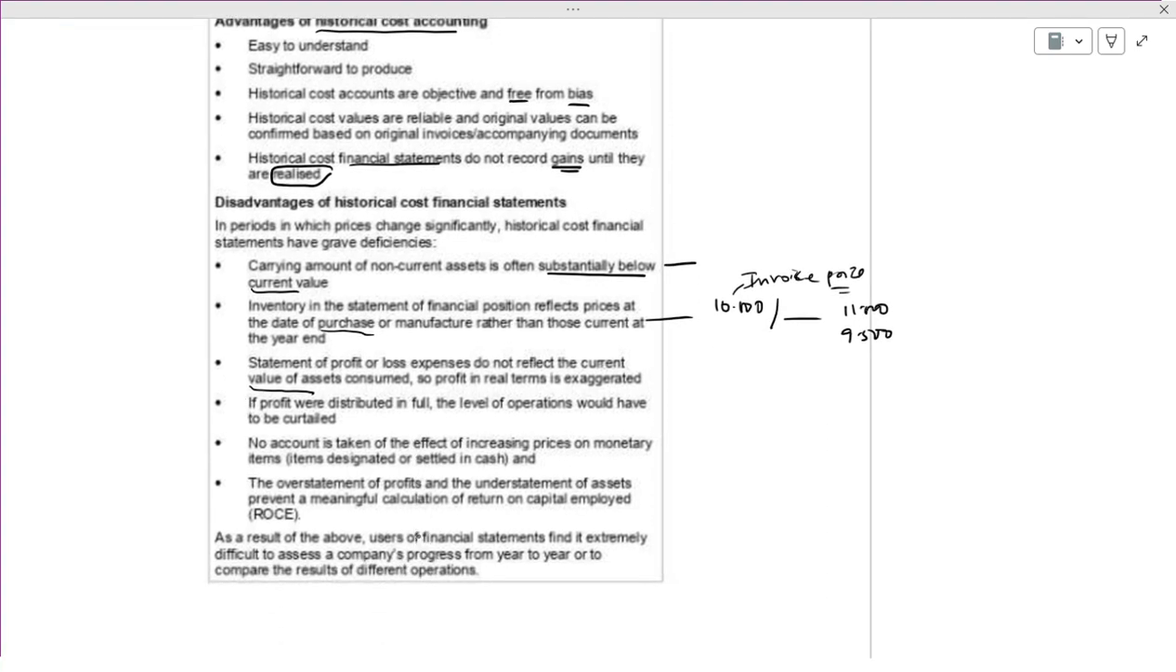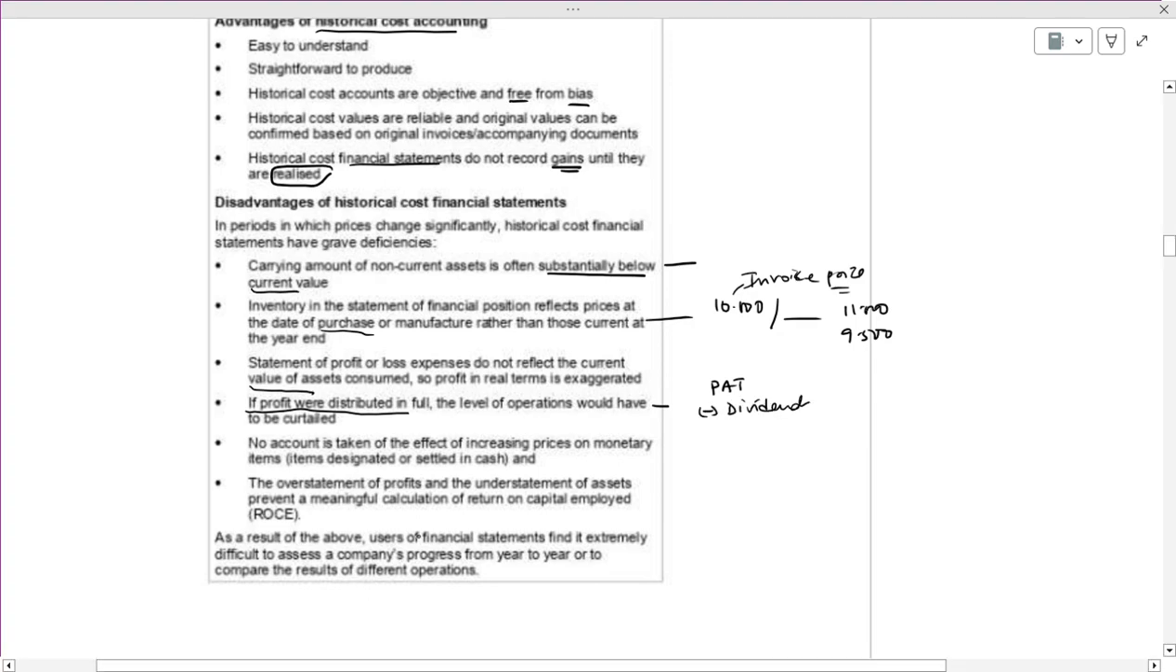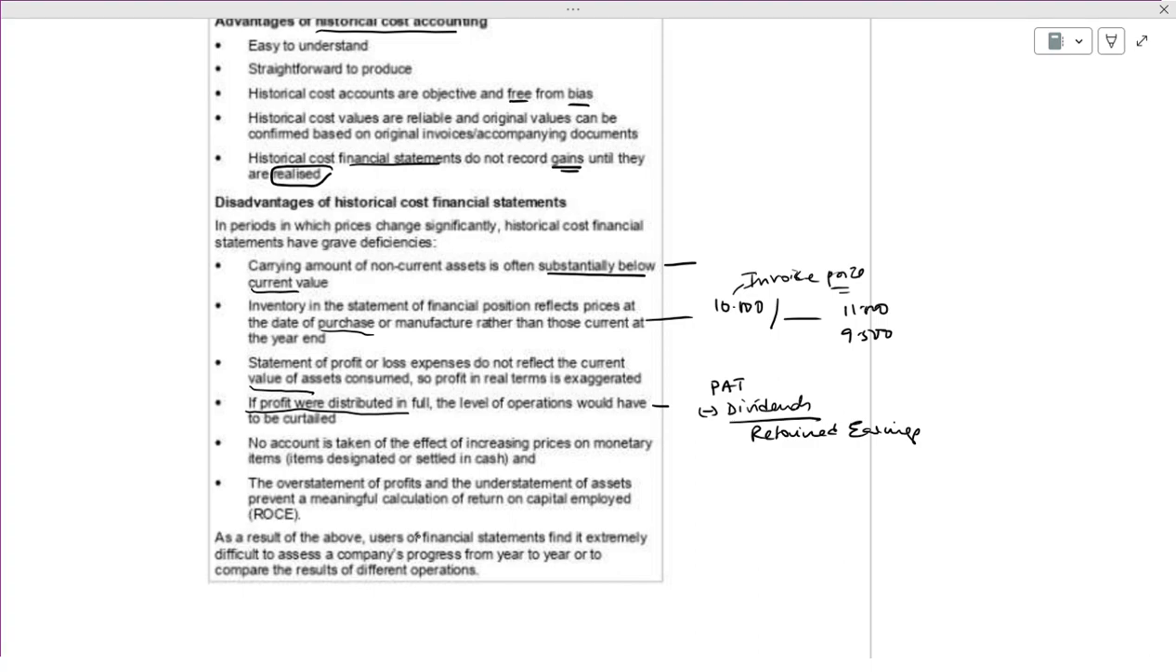If profit is distributed in full, you cannot continue operations. You will have profit after taxes, minus the dividends you pay, and you will have some retained earnings. If you pay all the profits to the shareholders, you will not have any amount for reinvestment.